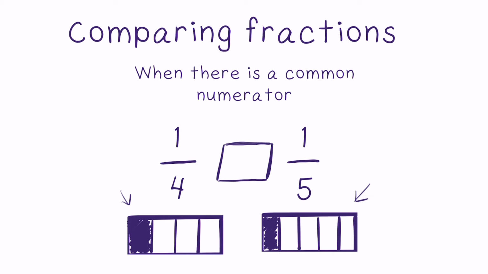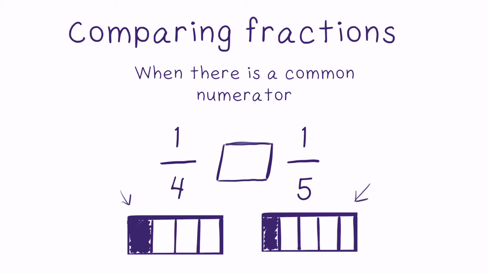So as you can see from these 2 visual examples, when you break a whole up into 4 parts, 1 piece of those 4 parts is bigger than if you broke the same whole up into 5 parts, and we're only representing 1 of those 5 parts. So in this case, when there's a common numerator, you can actually look to see how big the denominator is, because the more parts it's broken into, the smaller each part is.